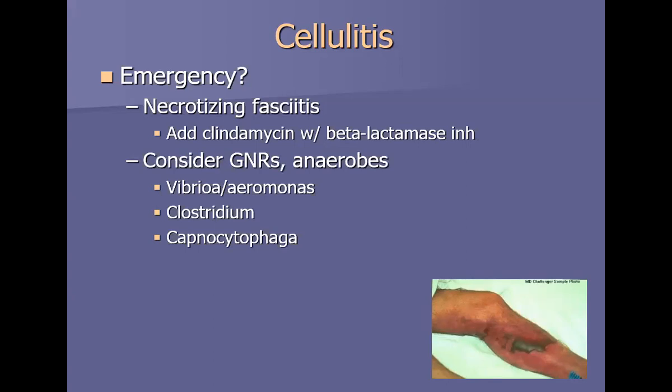But also consider some gram negatives and anaerobes, especially if you're treating for gram positives and it's not getting better, okay? Vibrio and Aeromonas, like I said, if they're exposed to salt water, Vibrio; freshwater, Aeromonas. Think about Clostridium and Capnocytophaga with dogs. This one can be an emergency. When people are asplenic, you have to worry about strep pneumo, Neisseria and Haemophilus, but also Capnocytophaga, okay? Because they can become septic from this.